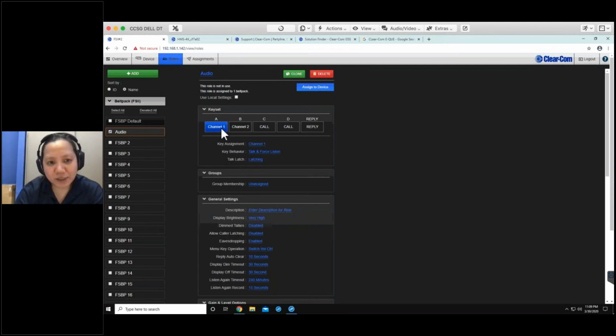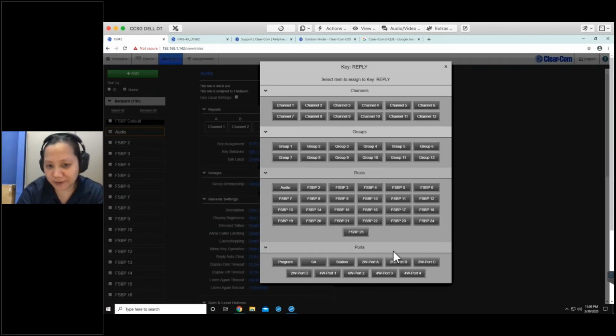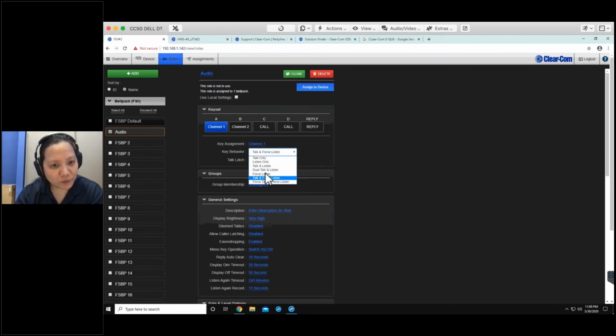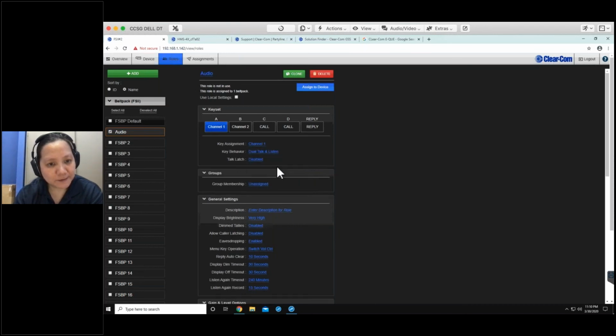Okay, then you select all your key A, B, C, D, and the reply key. The reply key, if you want to, you could assign some channels on it, like any channel if you do not need the reply key. Reply key is useful when you are in a group and you can reply to the person that initiated a call to the group. Here, I think we'll have dual talk and listen. Yep. So this is the key that Ron and Pete were talking about, dual talk and listen. So you could explore later.